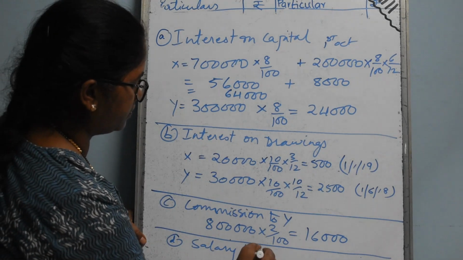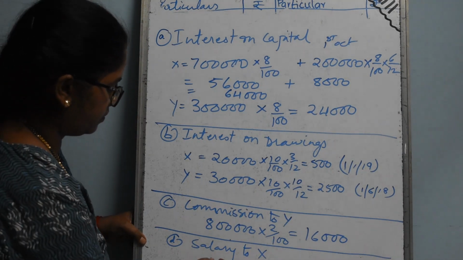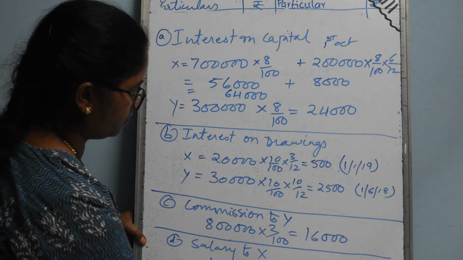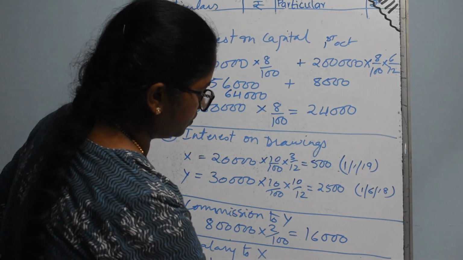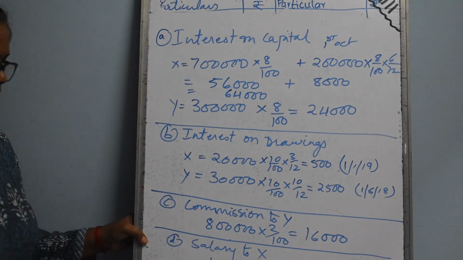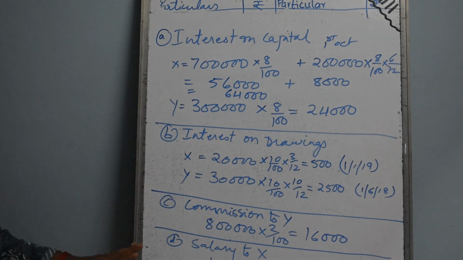Salary to X. So 4,000 multiplied by 12 comes to 48,000. So these are the working notes regarding interest on capital, interest on drawing, commission and salary.